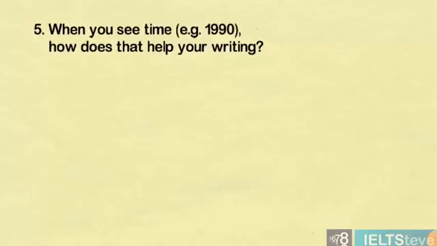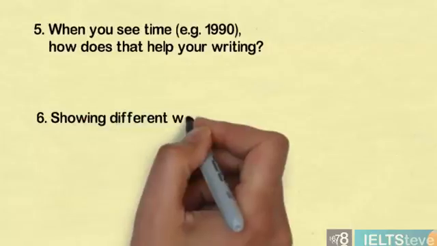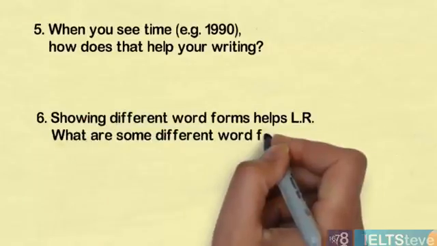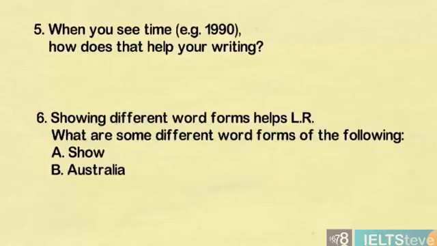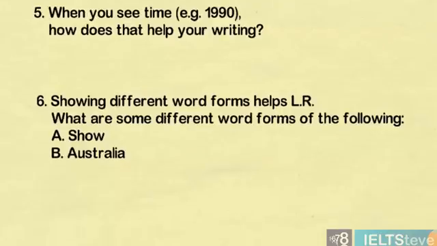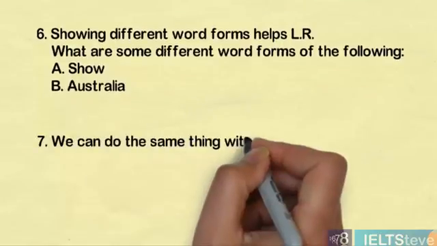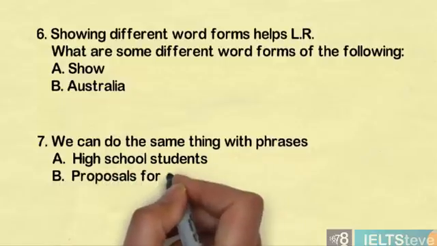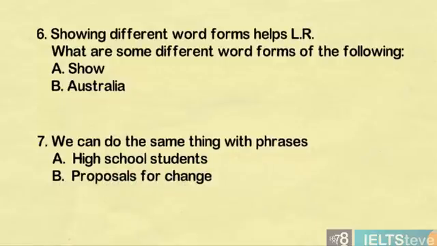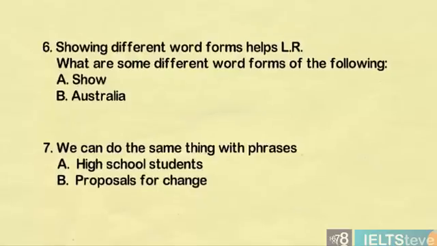Now, different word forms does help show lexical resource. It's going to help you get a higher mark for lexical resource. So what are some different word forms for the following words there? Another example, just to give you an example, might be patient and patience. Now, we can do the same thing with phrases. So there's 2 examples there. So, for example, you might have people who come from Australia, or Australian citizens would be an example of that.